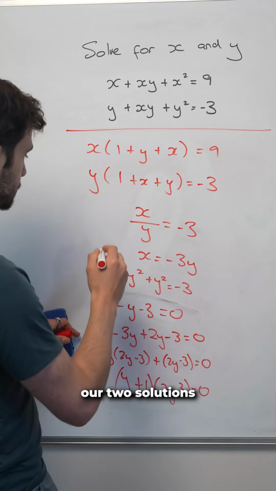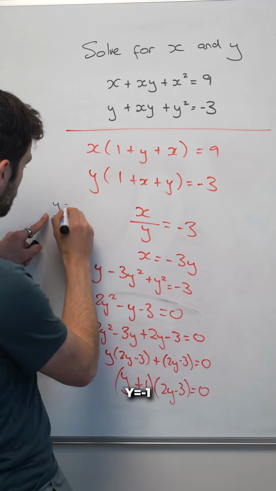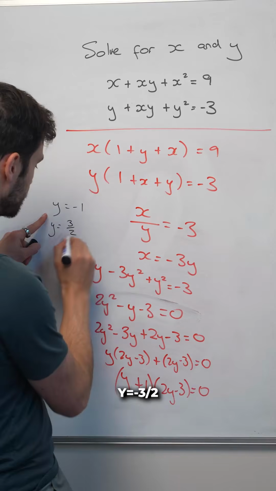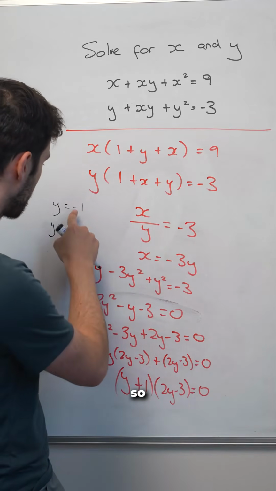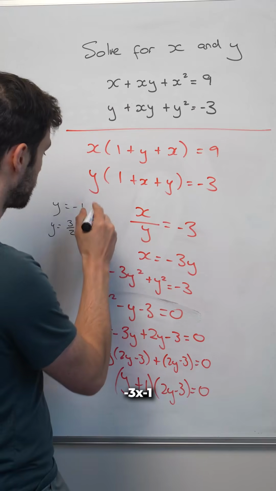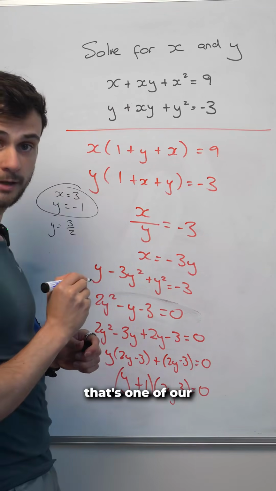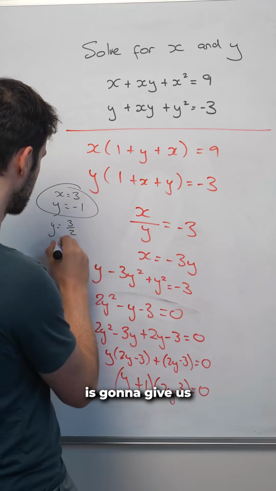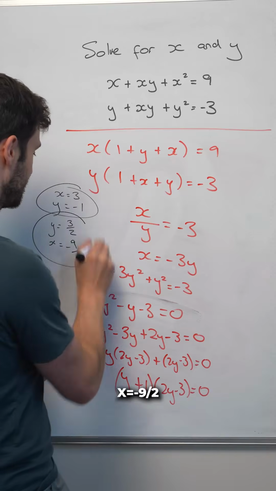And that gives us our two solutions. I'm just going to write it up here. So y equals minus 1 or y equals 3 over 2. Of course, we're not done yet. We need to substitute that back to find our x values. So minus 3 times minus 1 will give us x equals 3 as one of our solution pairs. The other one, substituting 3 over 2, is going to give us x equals minus 9 over 2 as our other solution pair.